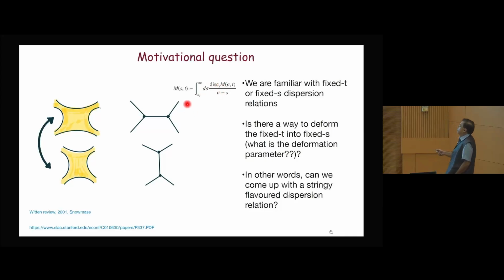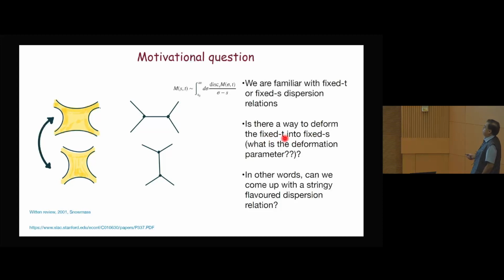So what we do is we hold the second variable T fixed. So that's why it appears in the discontinuity of the amplitude as well, and then we integrate over the first one. So this is what is called a fixed T dispersion relation. You can also consider the fixed S dispersion relations. The question is that this figure here suggests that there must be a way to deform the fixed T into a fixed S dispersion relation.